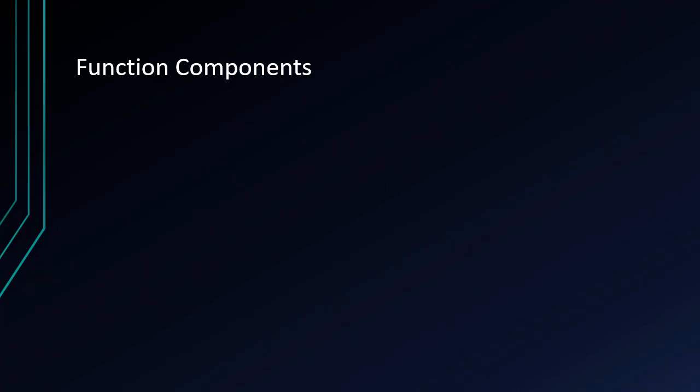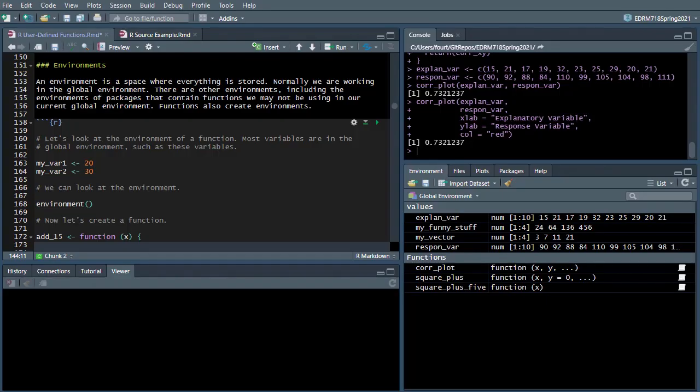Let's continue our exploration of the components of a user-defined function. We're going to look now at environments. An environment is a space where everything is stored. Normally, we are working in the global environment. If you look down here in our pane, in which I have selected the Environment tab, you'll even see Global Environment right here above where our values and our functions are listed.